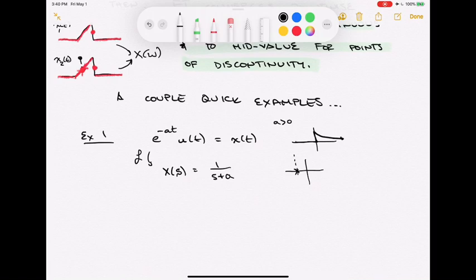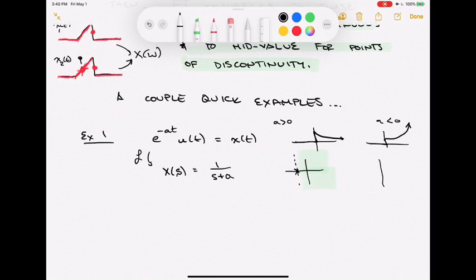And we know that there was a region of convergence, and I'm going to go ahead and draw that region of convergence in green here. It's everything to the right of that root. We know it's right because it was a right-sided signal. So we've seen that kind of guy before. So that was for a greater than 0. We could have also taken a look at an a less than 0, right? It still would have been a causal exponential, except now it would have grown exponentially.